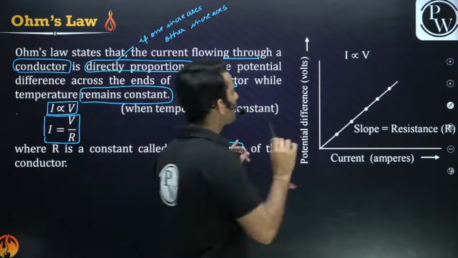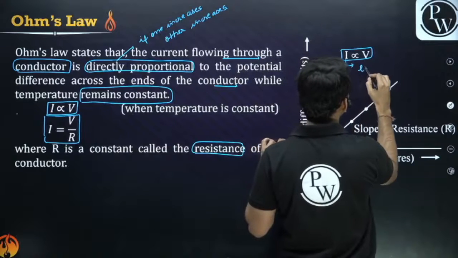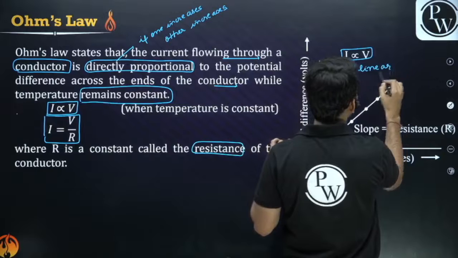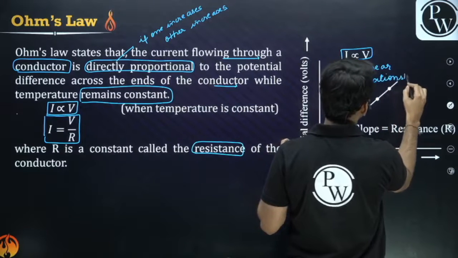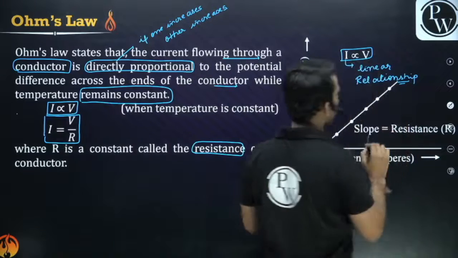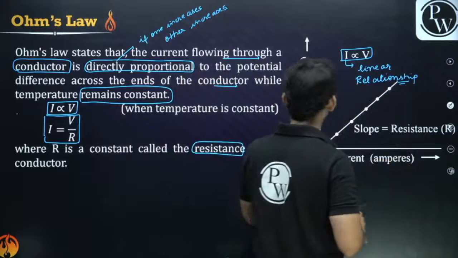So guys, both are linearly related. That is, we have a linear relationship between current and voltage. Can you see it? We have a linear relationship between current and voltage. If you increase the current, the voltage will increase.